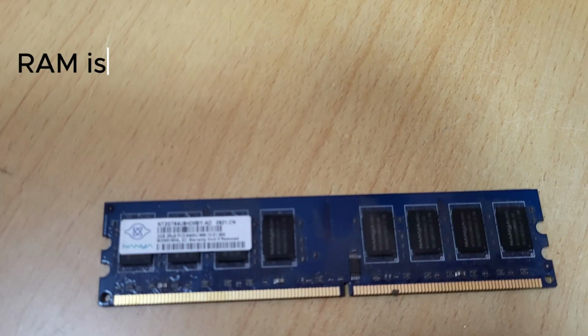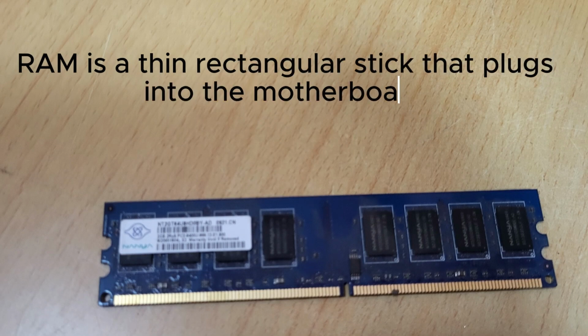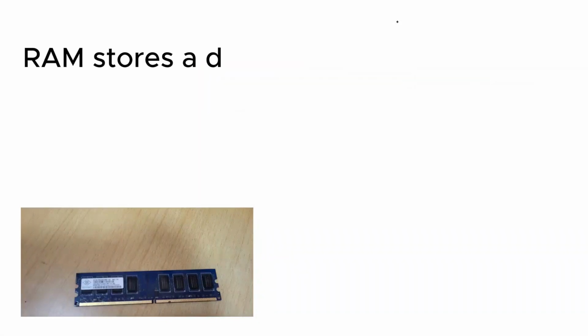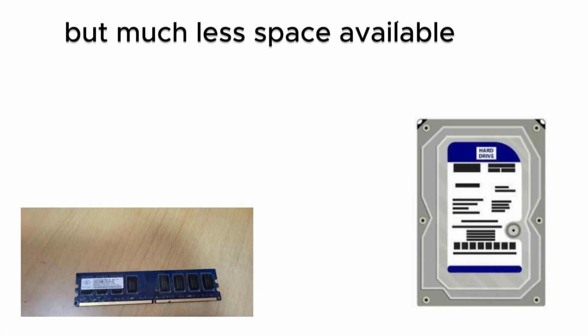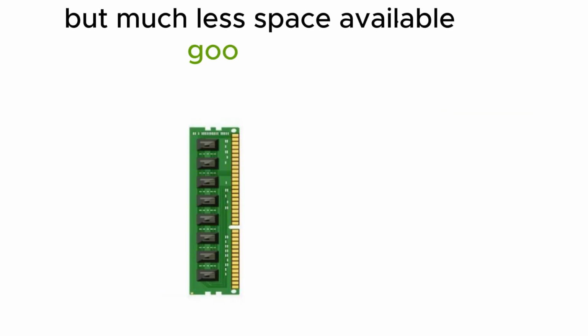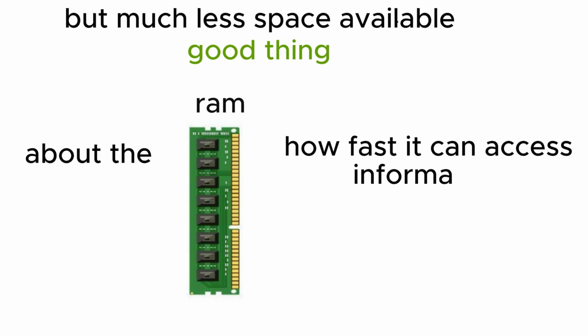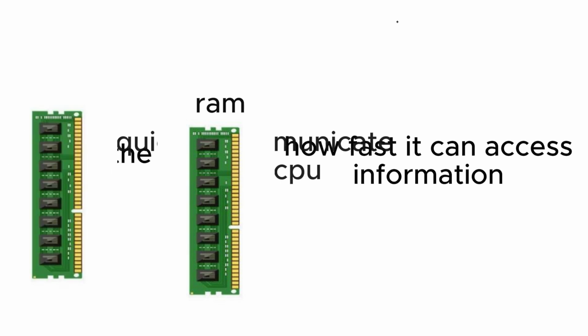RAM, Random Access Memory. RAM is a thin rectangular stick that plugs into the motherboard. RAM stores data just like a hard drive, but with much less space available. The good thing about RAM is how fast it can access information, making it useful to quickly communicate with the CPU.